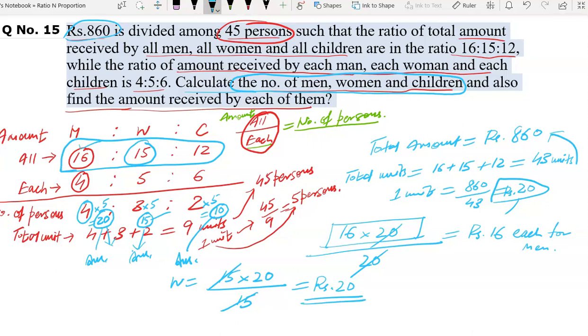And if we need to find the amount received by each child, the amount received by children is 12 units. So 12 into 20, and the total number of children is how much? 10. So 12 into 2 is rupees 24 received by each child.